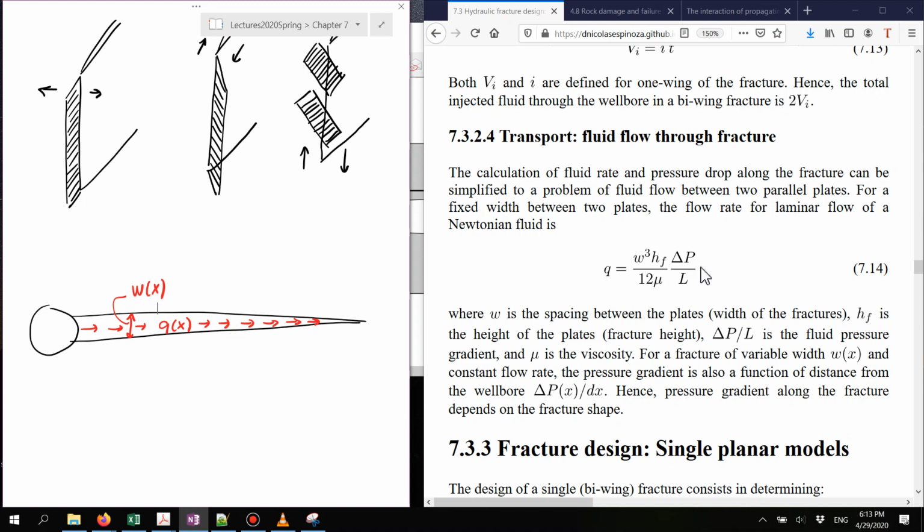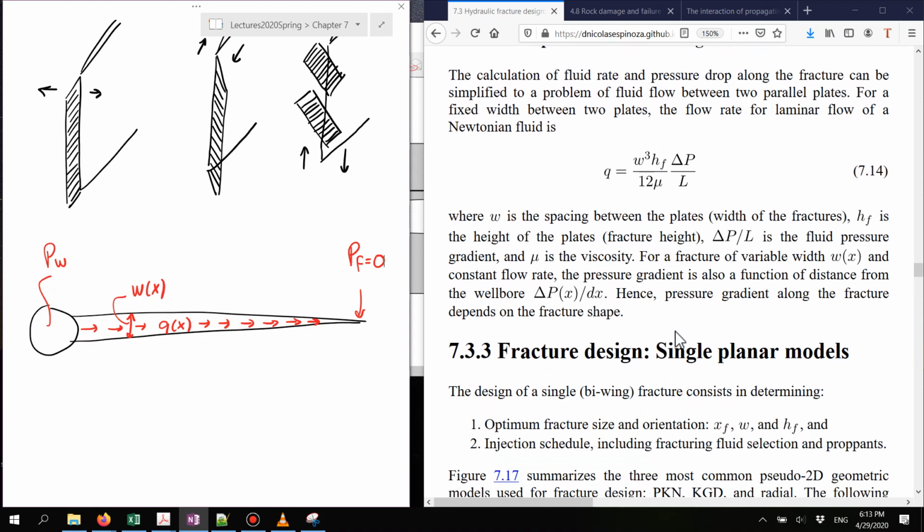We know also the pressure. Right here, the pressure in the wellbore is going to be a given pressure, and usually at the tip of the fracture we assume that the net pressure is equal to 0. So we have a delta P, we have the width, if we have the viscosity of the fluid, and we have the height of the formation, then we have everything we need in order to solve this problem.